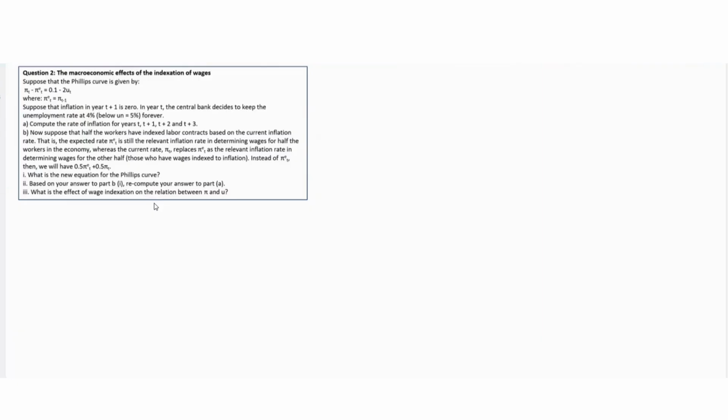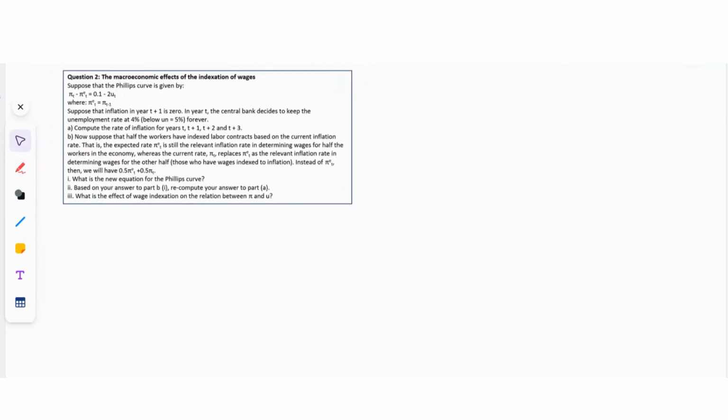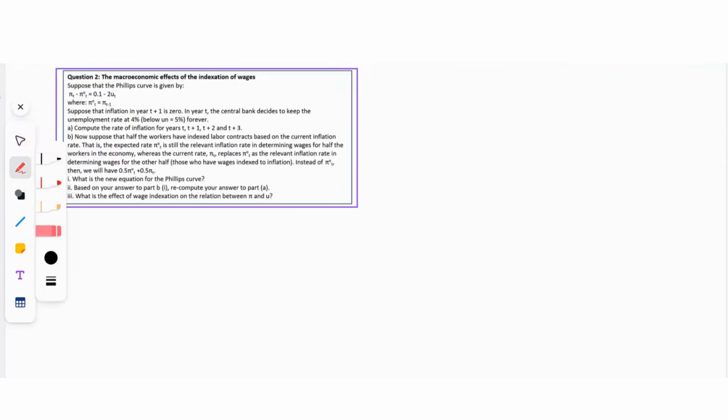Now, they're saying suppose that half the workers have indexed labor contracts based on the current inflation rate. Right. So now we want to find the new equation of the Phillips curve. So for this, let's just go back and recall some things here.